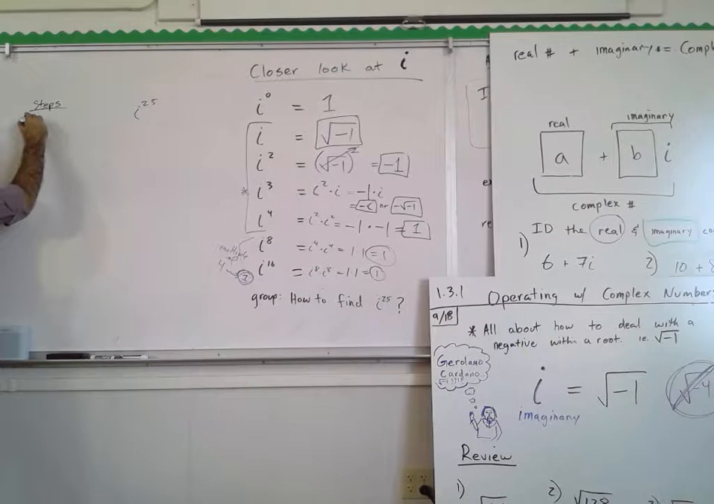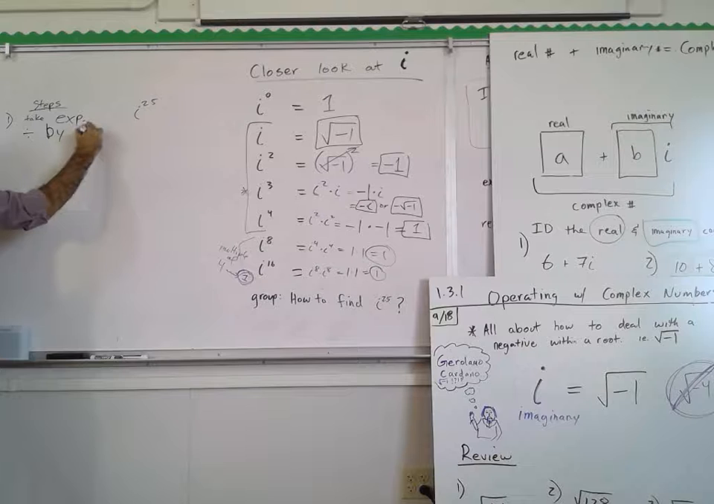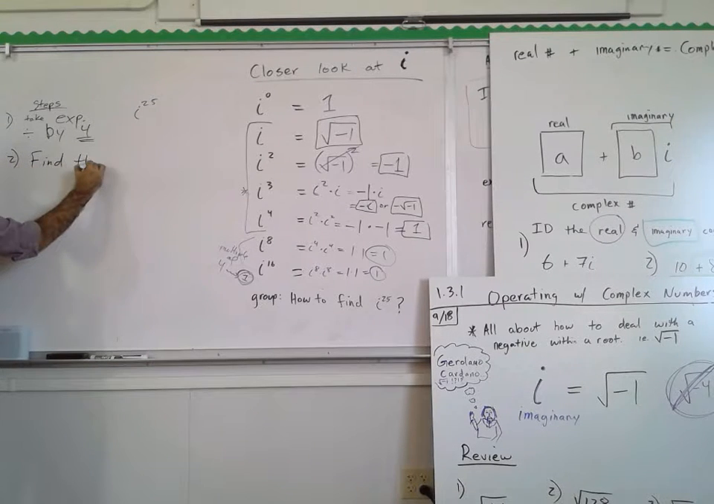We're going to take the exponent and divide by 4. We're going to take the exponent, divide by 4. That's going to help us find the remainder. So let's do these first two steps.